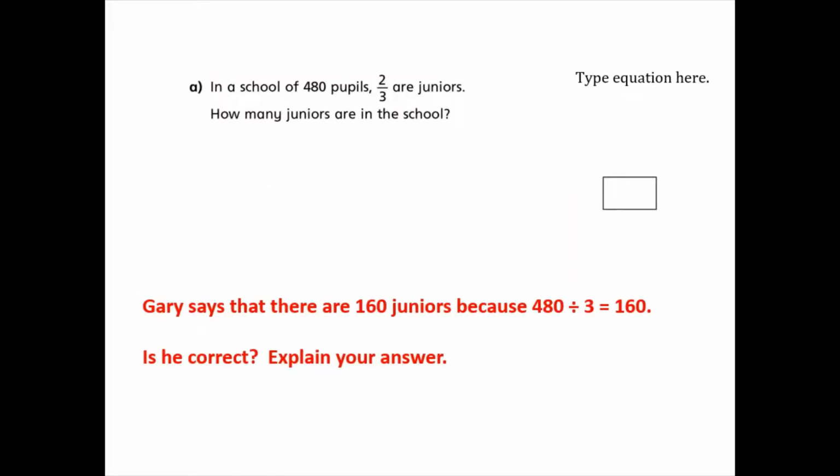In a school of 480 pupils, 2/3 are juniors. So let's use our knowledge. So 480 divided by 3. A bit difficult, so I'm going to use my short division. So I'm going to do 3 into 480. 3 into 4 goes 1, remainder 1. 3 into 18 goes 6, no remainders. 3 into 0 goes 0. So our answer is 160.